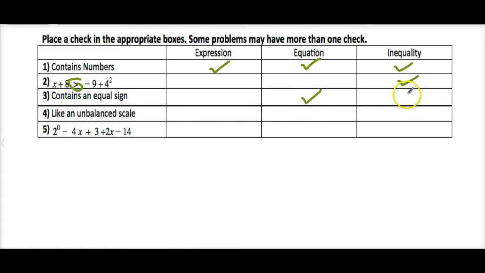I did accept if people selected inequality and made a note that equal to is also part of that, but mainly I was looking for equation. Like an unbalanced scale, this is an inequality because it's going to tilt one way or the other. And then this problem here is an expression since there is no equal sign or inequality sign.